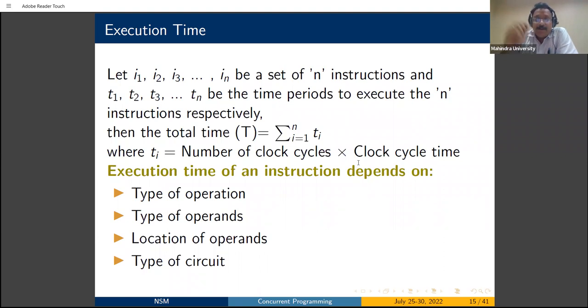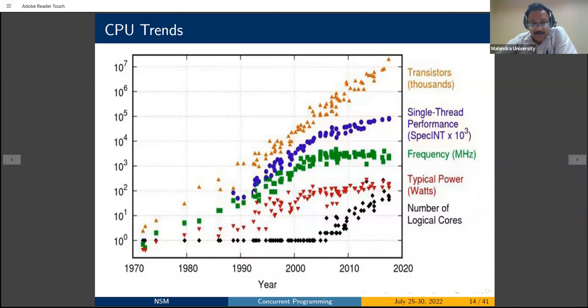Because when you look at this particular CPU trend, frequency is increasing year by year. In the 1990s, frequency was around 10 power 2, are you with me? And now, in 2005 and so on, you can find processors with 5 gigahertz.